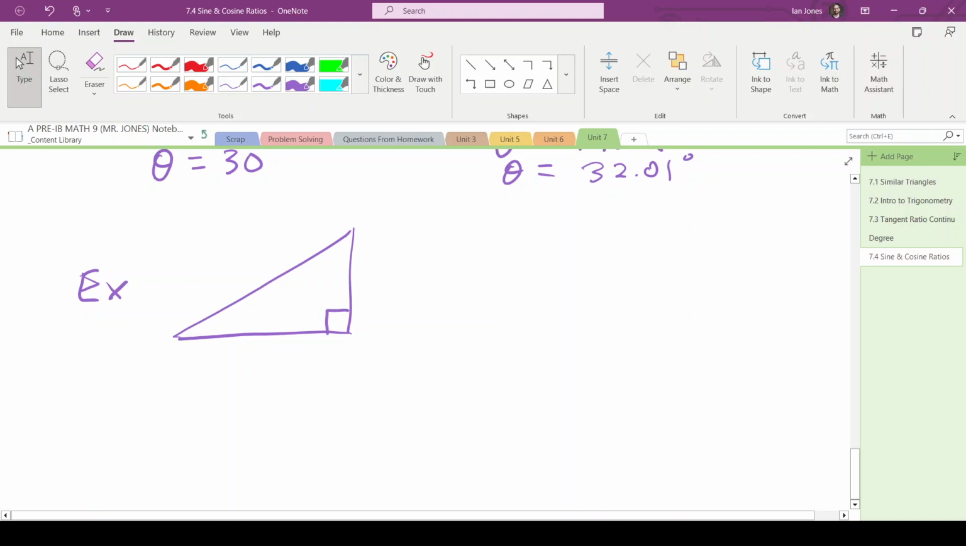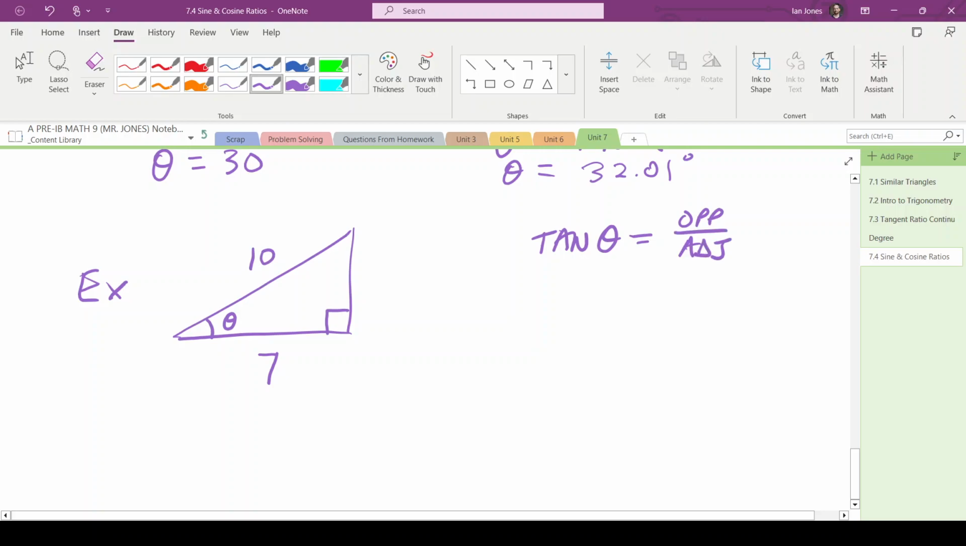So I've got this triangle. Let's say again, I don't know what theta is. I do know that this is 7, and I do know that this is 10, but I don't know what this angle is. Okay, so we've got that the tangent of theta is the opposite over the adjacent.